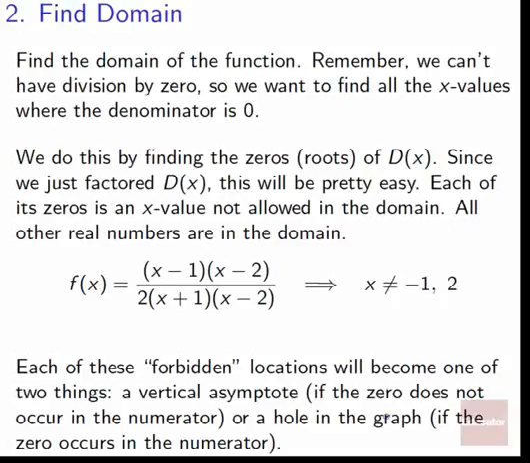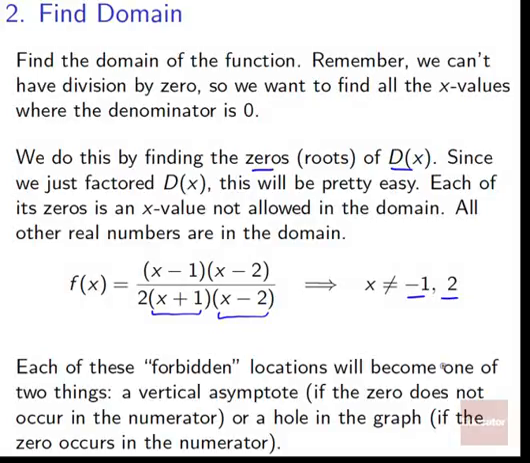Second step, find the domain of the function. Remember, we can't have division by zero. That's one of the critical ideas here. So we want to find all the x values where the denominator is zero, because those are going to be forbidden. We do this by finding the zeros, the roots, of D(x). And since we just factored the denominator function, this is going to be pretty easy, right? We just factored it in our example into x plus 1 and x minus 2. So we see at this point that we wouldn't be allowed negative 1 or positive 2 because they would cause a zero to pop up.